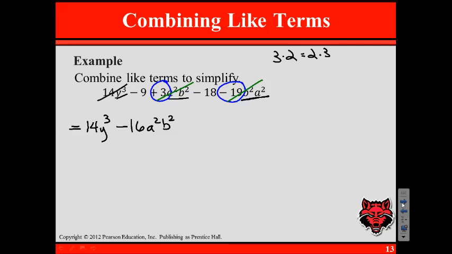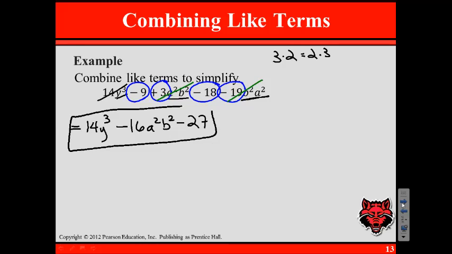The only terms left that we haven't canceled out yet are negative 9 and negative 18. These are both constants, so they can be combined together. That becomes minus 27. We have no more like terms, so we're finished with this problem. Make sure you're careful as you go through to combine like terms. You're looking at the variables and the exponents, not the order.